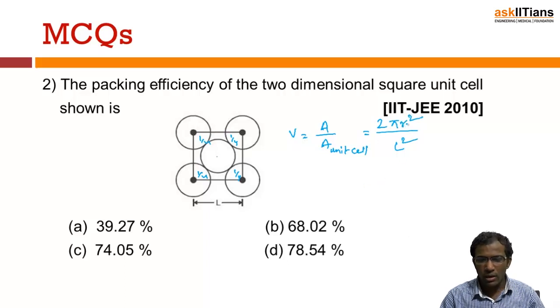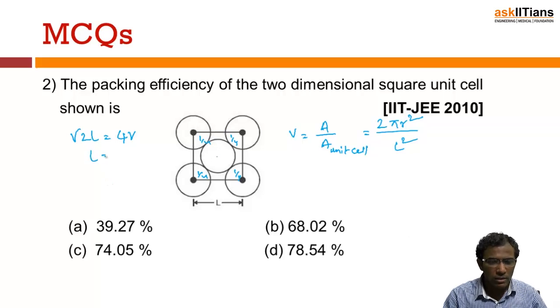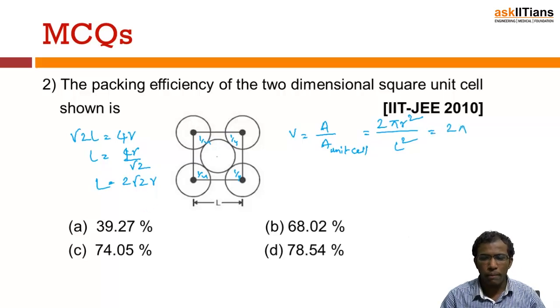Here we need to find a relationship between r and L. This is r plus 2r plus r, 4r. This diagonal 4r is equal to root 2 L. So root 2 L is equal to 4r, and L is equal to 4r by root 2, so L is equal to 2 root 2 r. Simply put the value here: 2 pi r square divided by (2 root 2 r) whole square, which is 8 r square. The r square cancels and you get 2 pi by 8, that is pi by 4.